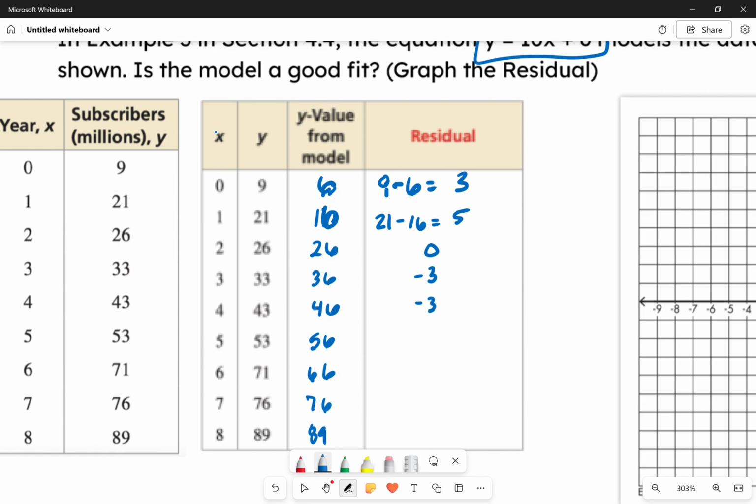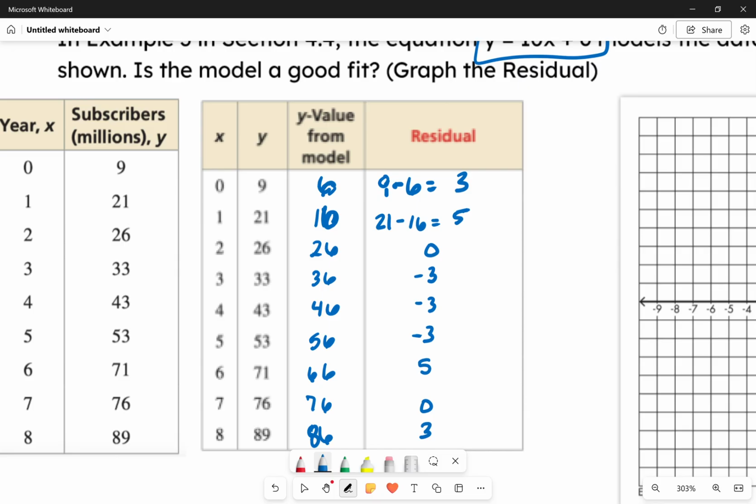53 minus 56 is negative 3. 71 minus 66 is positive 5. 76 minus 76 is 0. And 89, oh, I wrote that wrong. It should be 86. 89 minus 86 is 3.